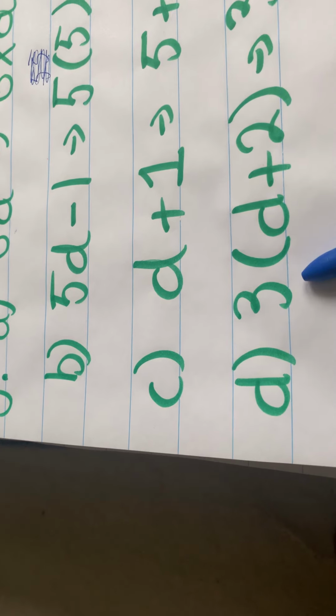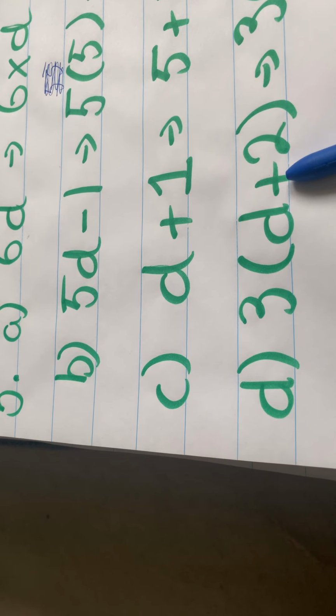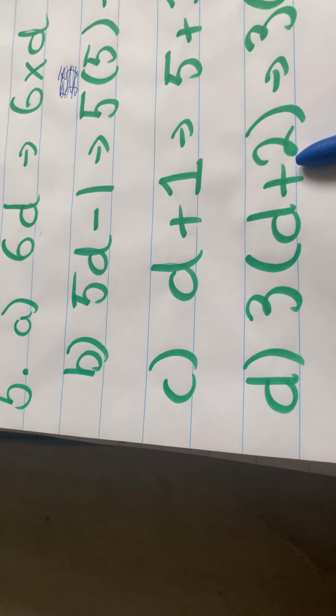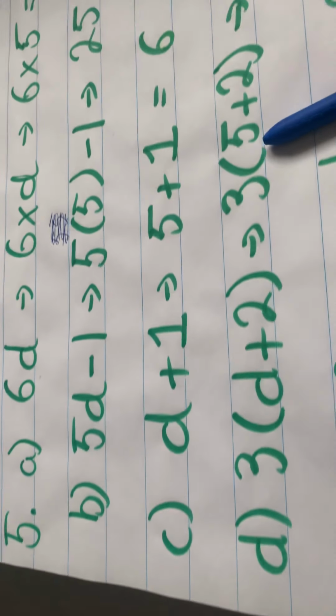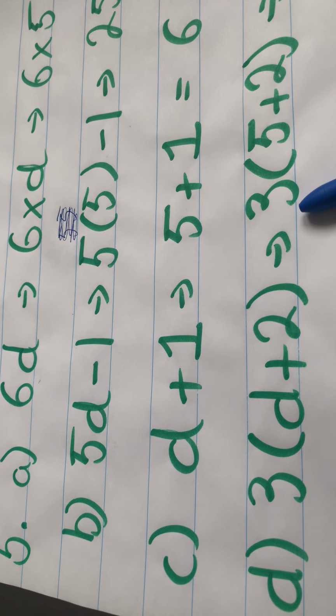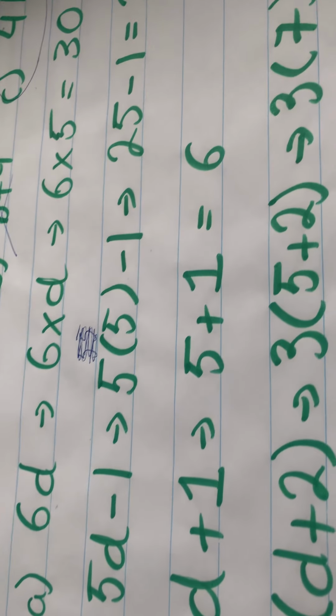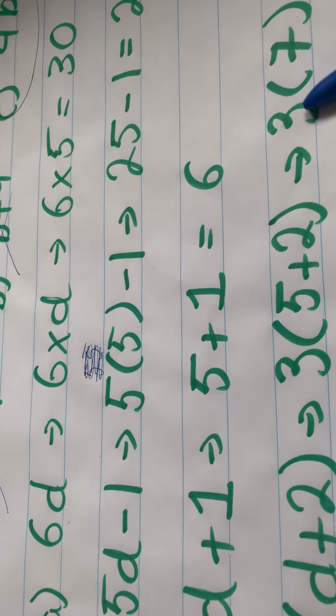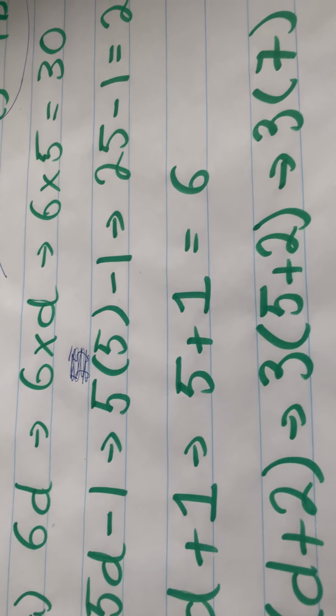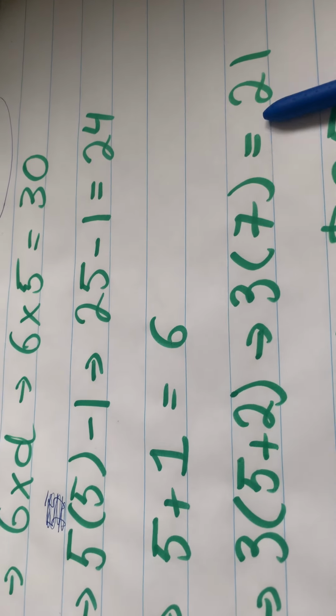I have 3, and then in the brackets, I have D plus 2. Order of operations tells me I have to do what's inside the brackets first. So now I have 3 and 5 plus 2, because I just took out the D and put in a 5. So 5 plus 2 is 7. Then I have 3 beside 7. 3 beside 7 just means multiplication. 3 times 7 is 21.